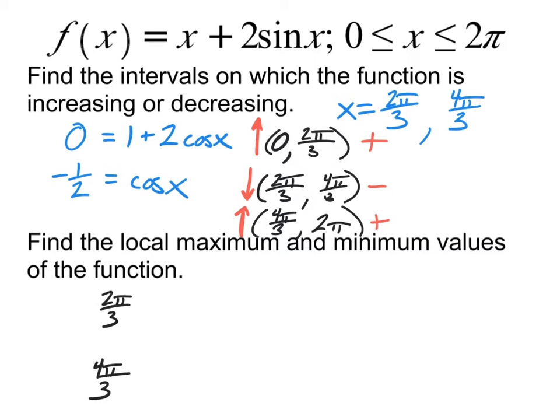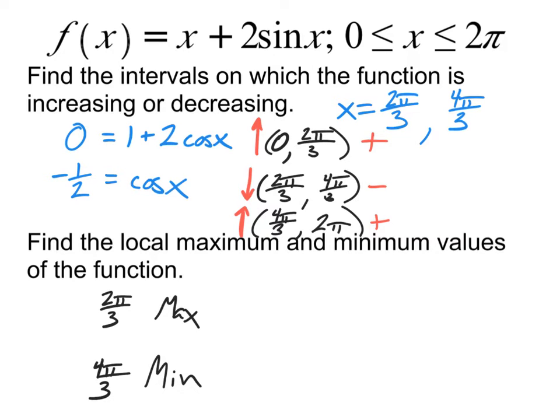Max. And if you're ever not sure, envision it. So it is increasing and then it changes to decreasing. Notice that means it topped out. So that means that is a local max. The other one goes from decreasing to increasing, so that is a local minimum.